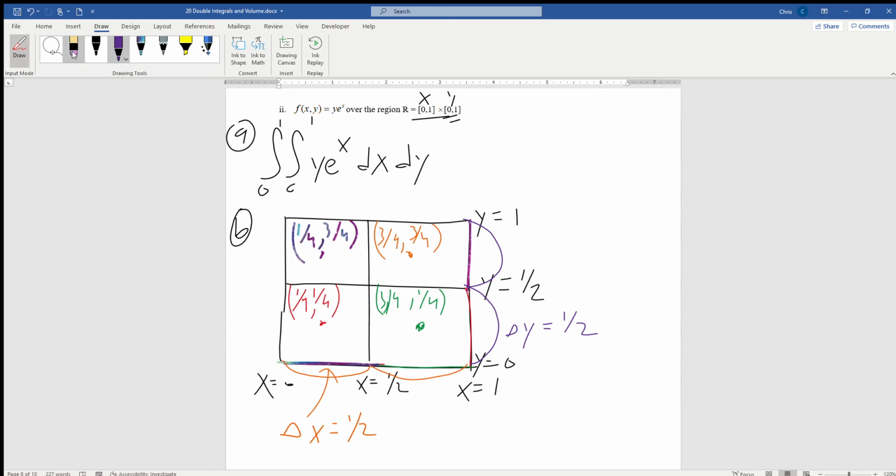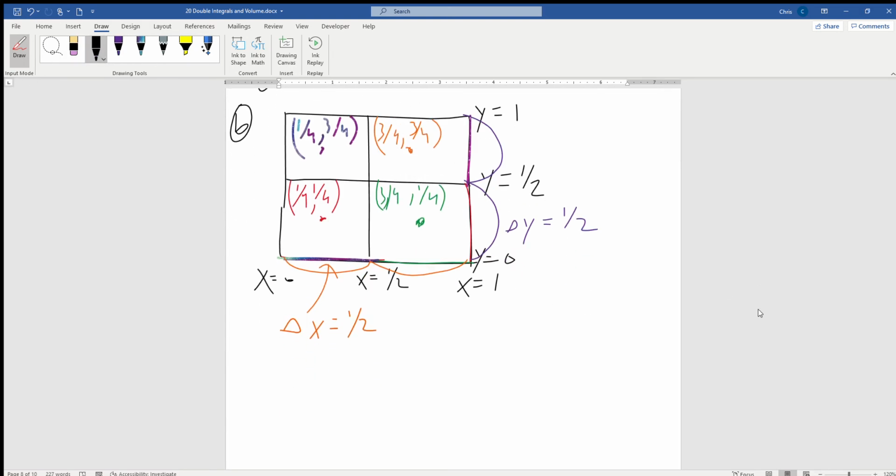We're now going to remember that we can find the volume by length times width times height. So the volume of any one of these rectangular solids is LWH, or delta x, delta y, f at (x_n, y_n), so each of the different points.